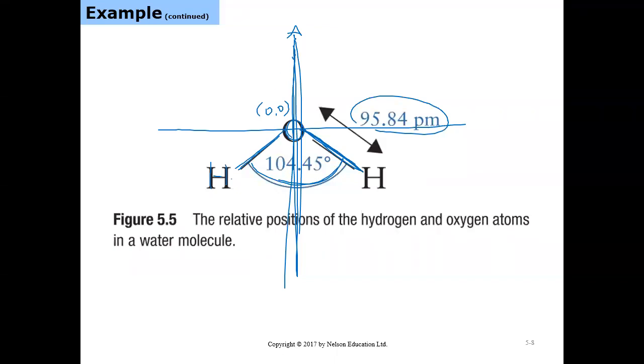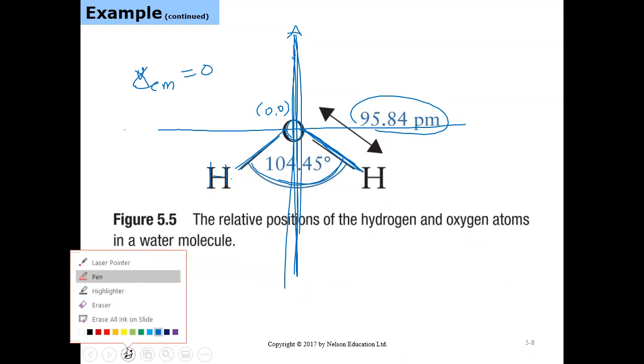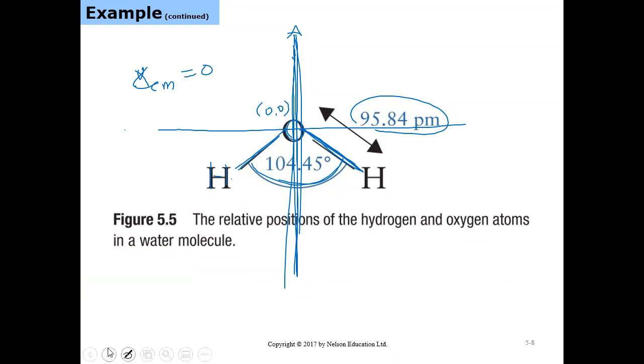It must be on the y-axis, right? Because of symmetry, the center of mass has to be on the y-axis. That means the x center of mass is 0. We don't even have to worry about it. Let me choose another color and ask you, the center of mass must be on this y-axis, right? I mean, because of symmetry.